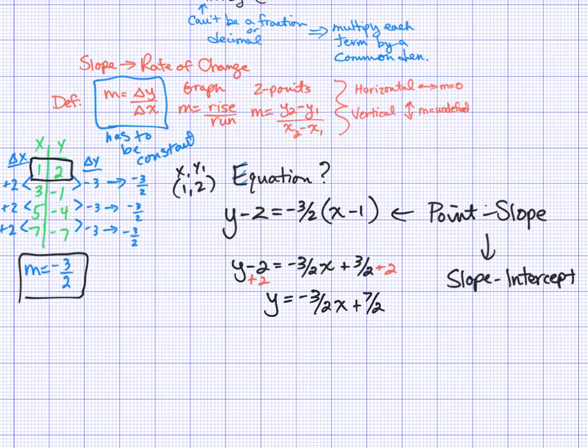So now that we have it in slope-intercept form, we can identify the y-intercept, right? The y-intercept here would be at the coordinates (0, 7/2), because that, b, is our y-intercept.